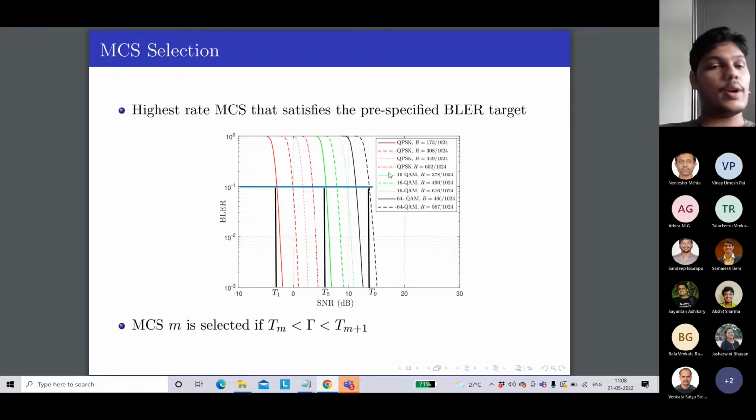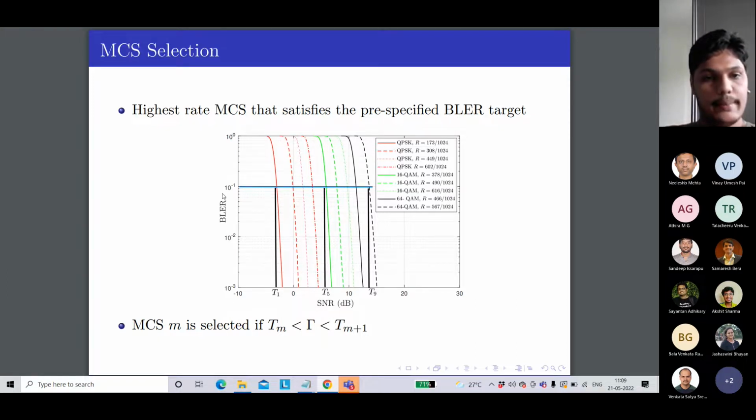So first, how is the MCS selected in mobile communications? The idea is that the highest rate modulation and coding scheme that satisfies the pre-specified BLER target is selected. For example, we can see the BLER versus SNR curves for different modulation and coding schemes. As the rate increases and modulation goes to higher levels, the BLER also increases for the same SNR. We can see it here.